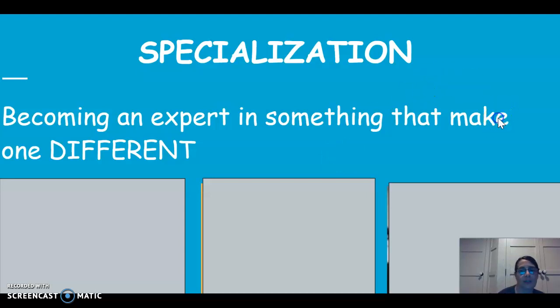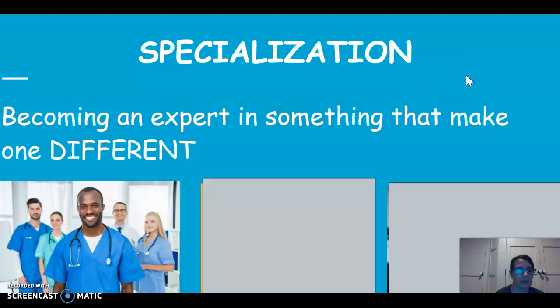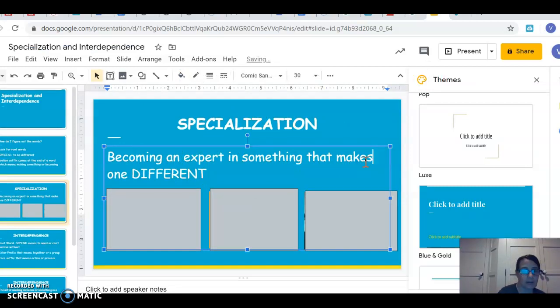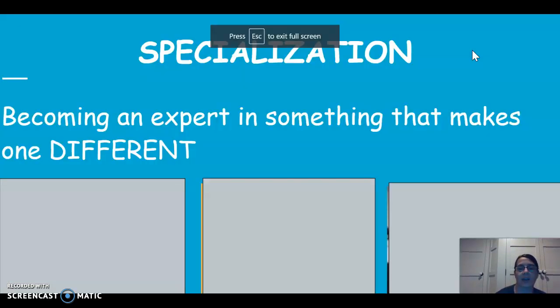Let me fix this in my slide real quick. Hold up. A mistake. That makes one different. Here we go. Let's put this back together. Okay, so specialization means becoming an expert in something that makes one different. So when you specialize in something, you are becoming an expert at something.